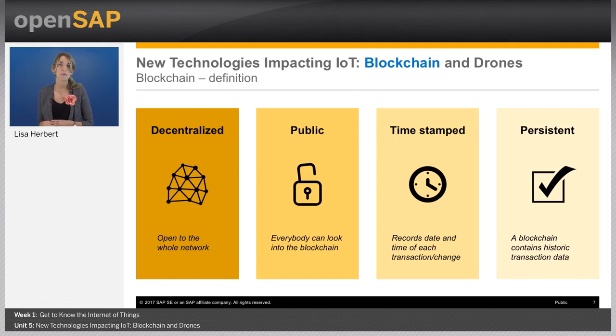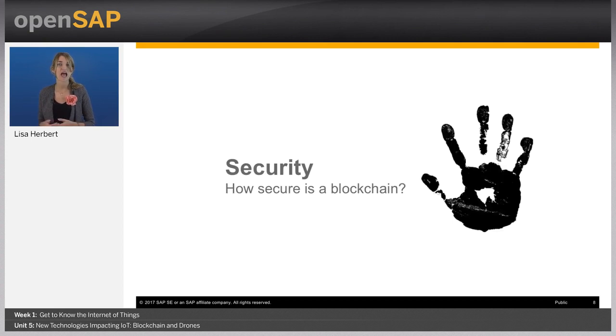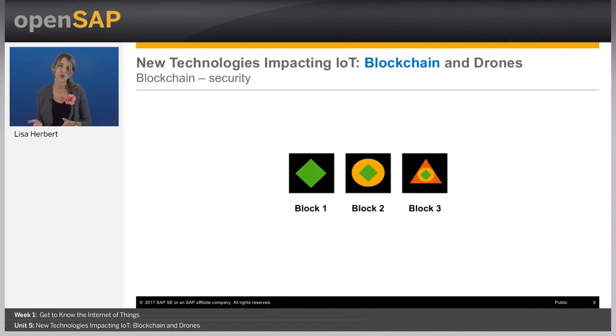And lastly, blockchains are persistent. As long as all of the people and computers in the blockchain keep doing what they were doing, the blockchain, in theory, could last forever. Next, what I want to talk about is how secure a blockchain is. In order to understand the security aspect of a blockchain, we need to understand how each block builds upon each other. So let's say in this case we have a blockchain which is only 3 blocks long.